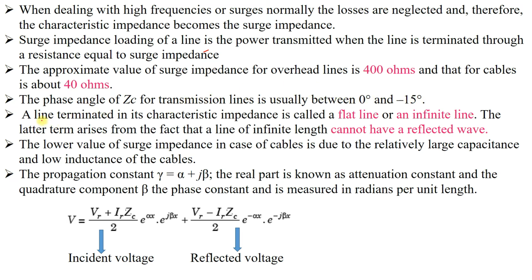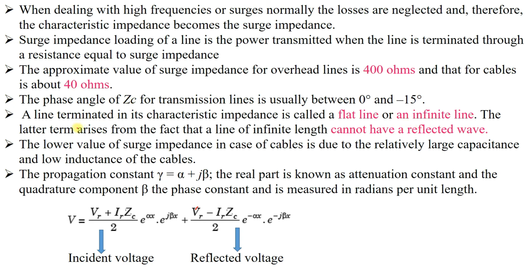A line, this is important, a line terminated in its characteristic impedance is called a flat line or an infinite line. It is important. We have already seen that when the transmission line is terminated with its characteristic impedance, VR minus IR Zc will be equal to 0. That means the reflected voltage will be equal to 0. That is why it is called a flat line or an infinite line.